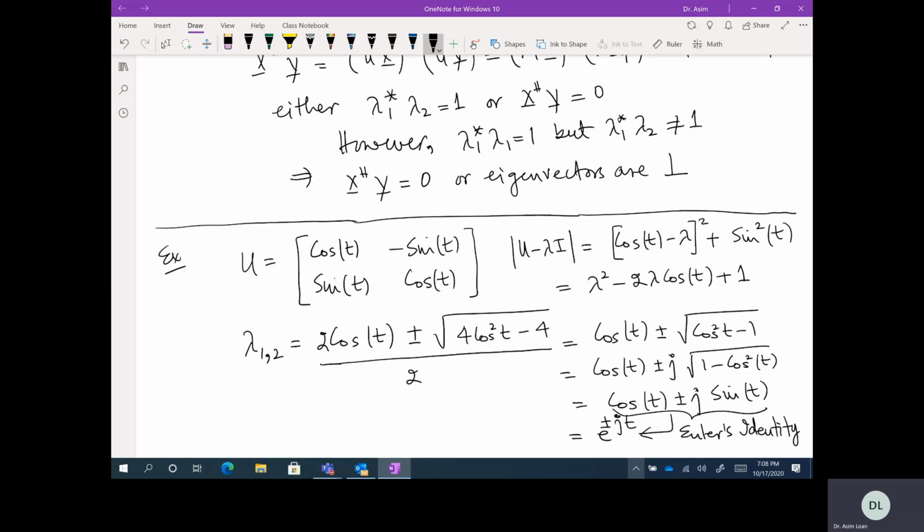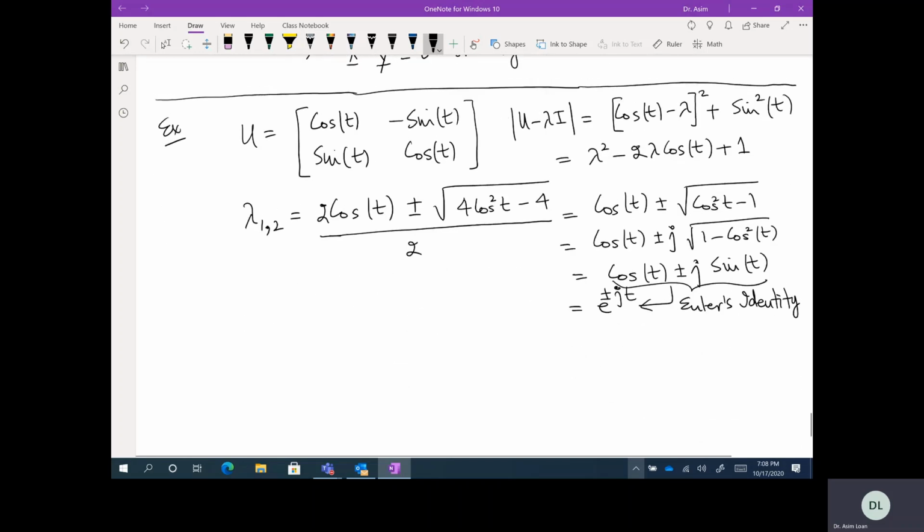When you study signals and systems, you'll be using this Euler's identity over and over again. Also, in signals and systems, you'll be studying the Fourier transform. So if I'm ever going to prove this one, this is the Fourier matrix.